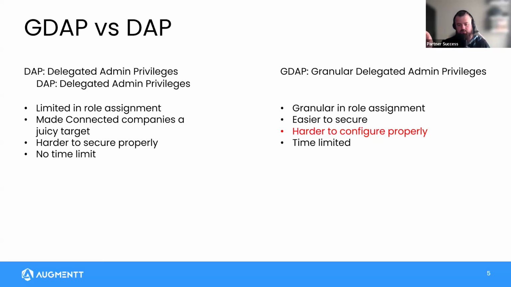So an MSP connected to 100 companies is a lot easier, a lot more valuable to breach than a single company. And we saw the impacts of that with the SolarWinds breach. And that's really what kicked Microsoft off to come out with the granular aspect. And the other one is that there were no time limits on the relationships that could be configured with DAP. On the flip side, GDAP, again, the name speaks for itself. It's granular in its role assignment, which makes it easier to secure, but also harder to configure properly. And then another value benefit is that it's time limited on the relationships. And I'll speak to that where you can get value from that as well for project work. That's the core differences.